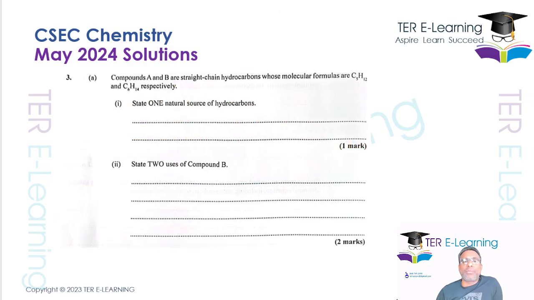Right? The next one here, compound A and B are straight chain hydrocarbons whose molecular formulas are C5H12 and C6H14 respectively. Name or state one natural source of hydrocarbons. Well, petroleum or crude oil, right? It's a very common question that they bring. So petroleum, or we could say crude oil.